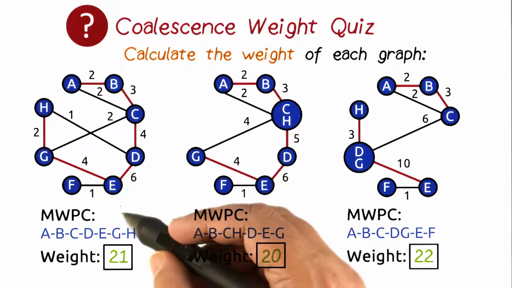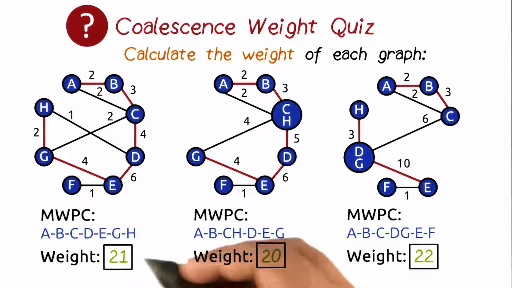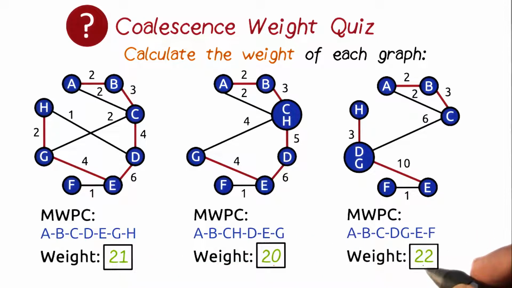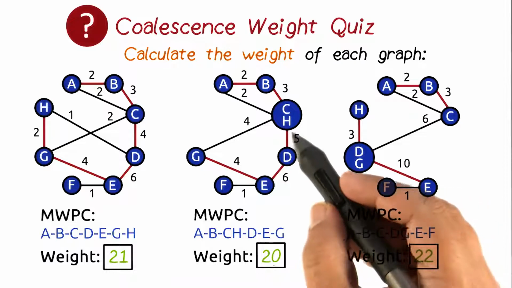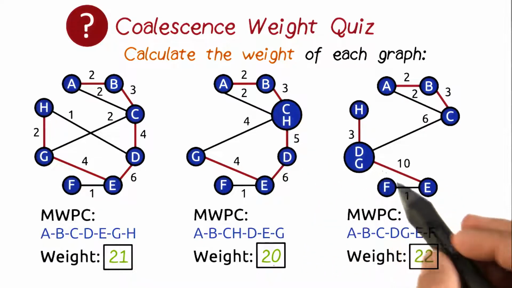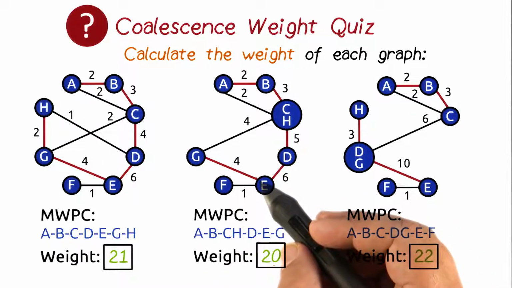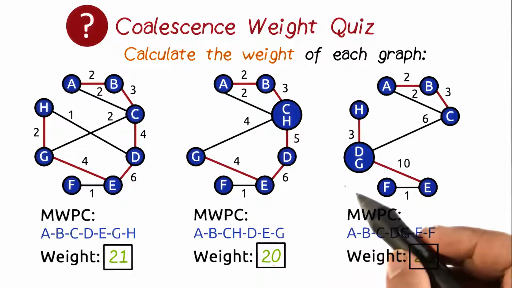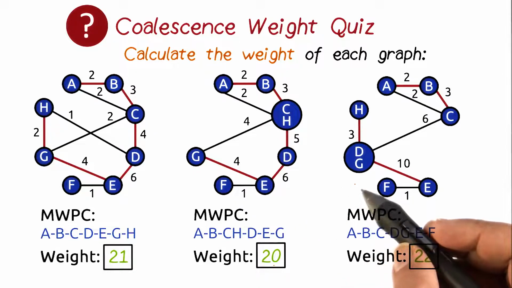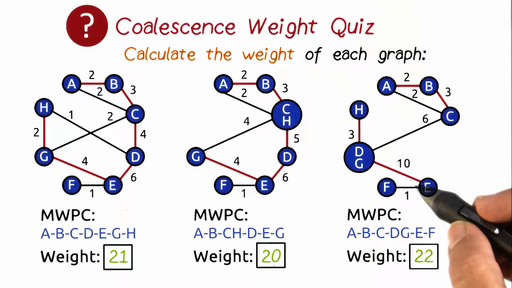So the first inference is coalescing doesn't always improve the weight. Sometimes the weight can go down, but if the solution is good, the weight will increase and the cost of MWPC will go down. Again, in this particular case, CH is not a good coalescing, but DG is a better coalescing. So in other words, there are different choices of coalescing. Some of them are good, some of them may not be good. And what we are going to have to do is to pick the right choice at each step of the algorithm.